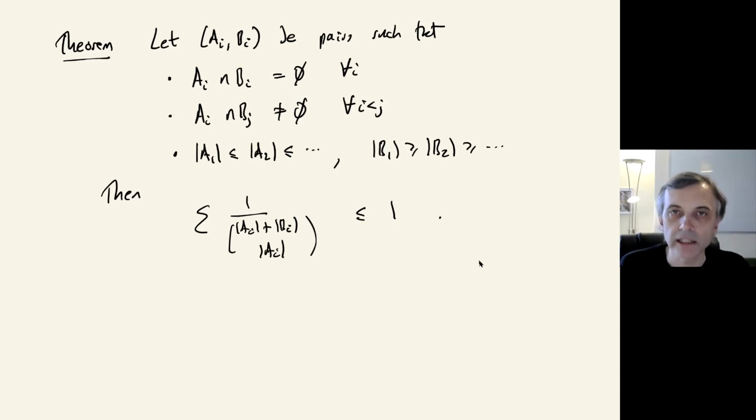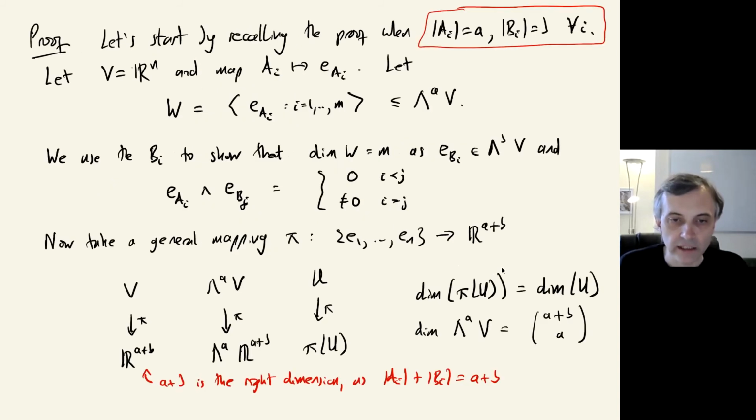I'm going to sketch the broad ideas of the proof, but I'm not going to go into the details. Let's start by recalling the Lovász proof of the skew version of the two families theorem. That's when the sets A_i all have size a and the sets B_i all have size b. But let me phrase it in a slightly different way.